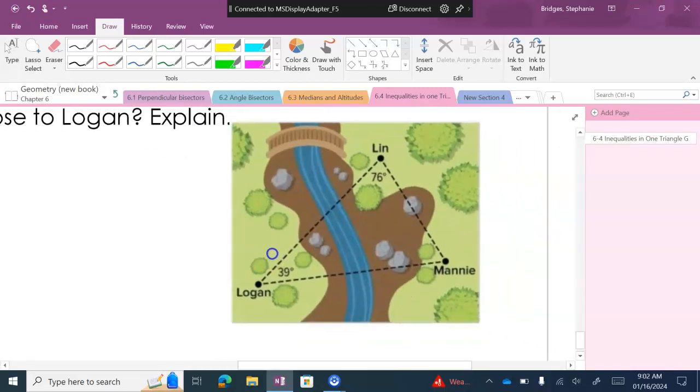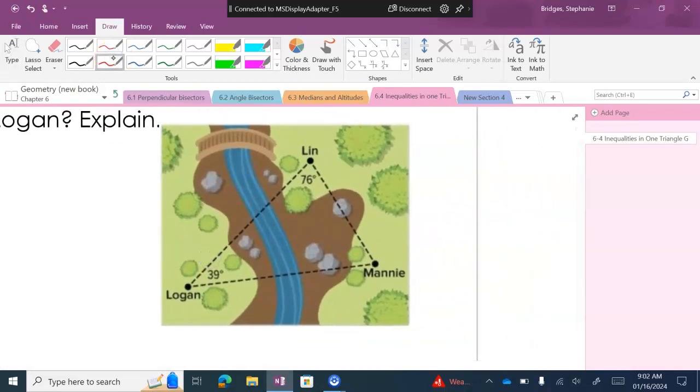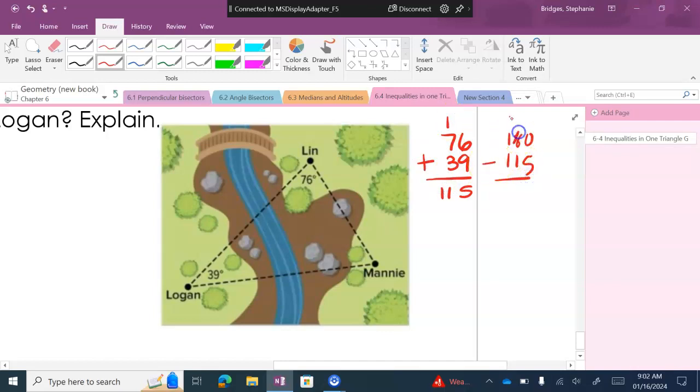What is it I do again to find that missing angle? What do I add? 76 and 39. And then I subtract that from, yep. What's that give me, 65? Okay. So what's my smallest angle? Logan, okay. So the side across from, so the distance between Lynn and Manny is going to be my shortest side, and I'm just going to put an S there. That lets me know which side is the shortest.